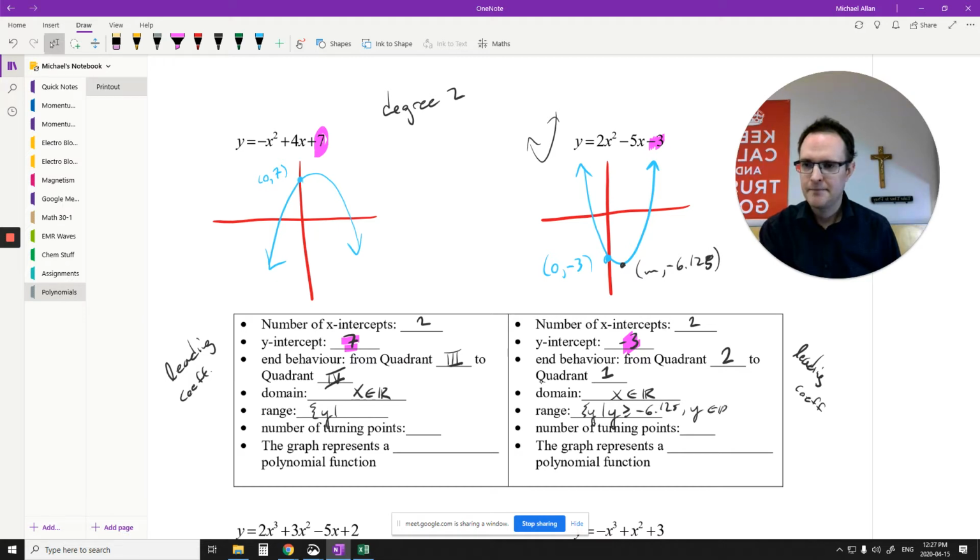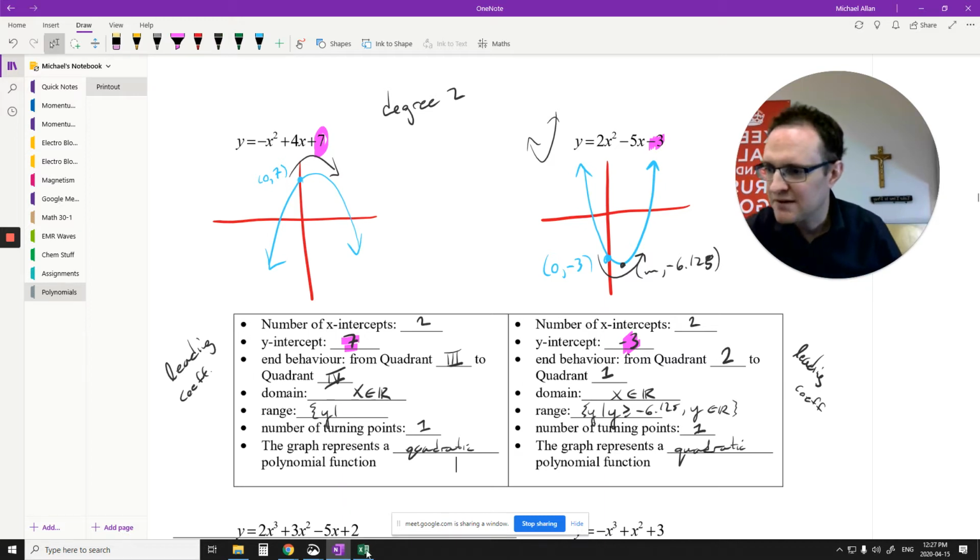Y in the reals. Cool. Turning points. They both have 1. Cool. Graph represents a quadratic. Quadratic. The same thing with this one. Oh, that's nice. Spell quadratic. Maybe you spell quadratic correctly. There we go. Quadratic.